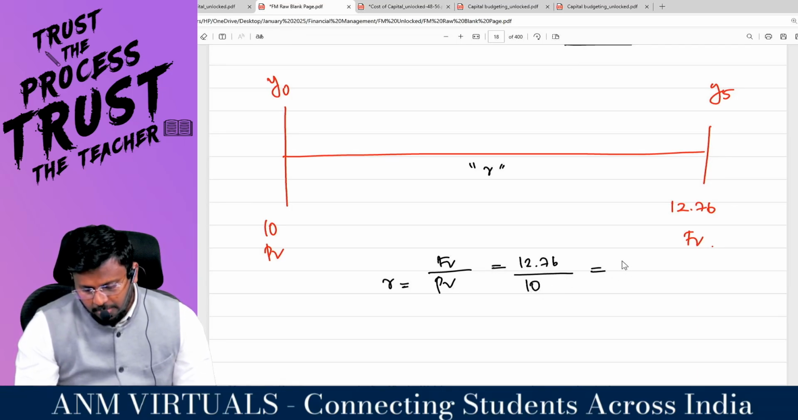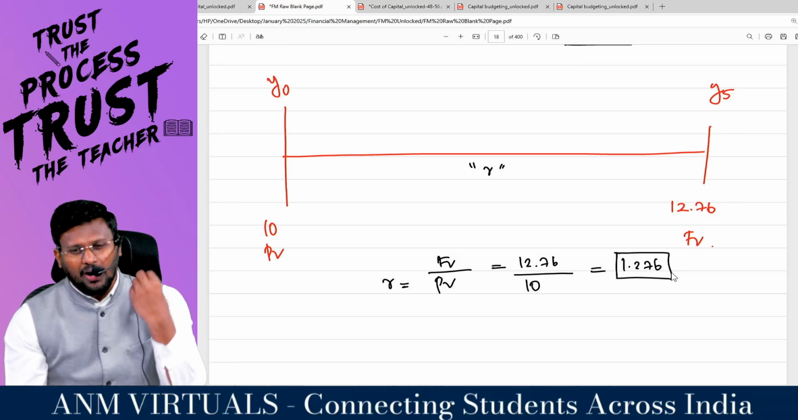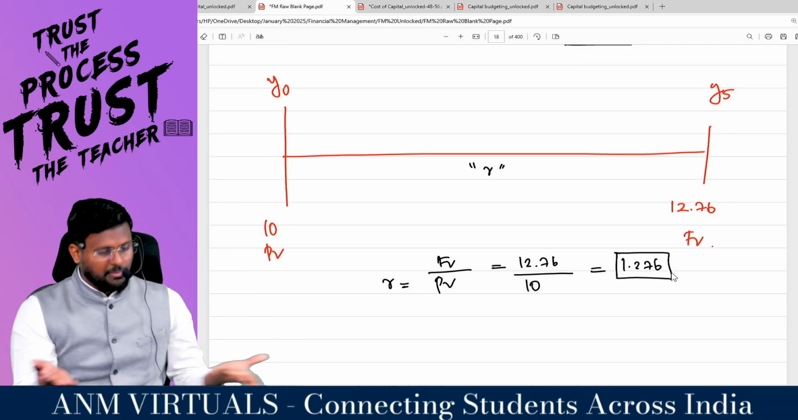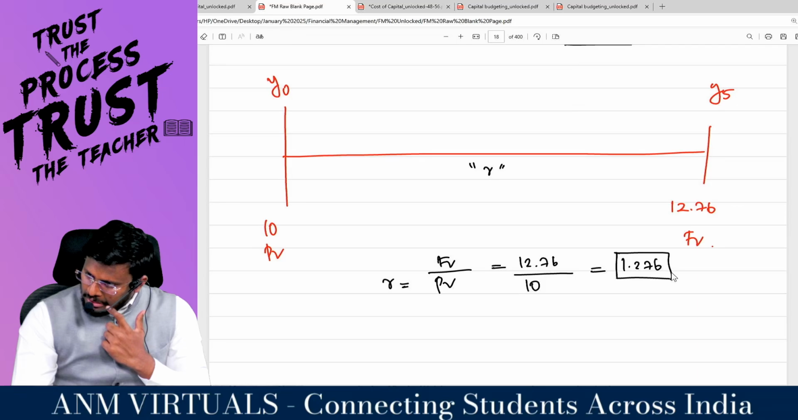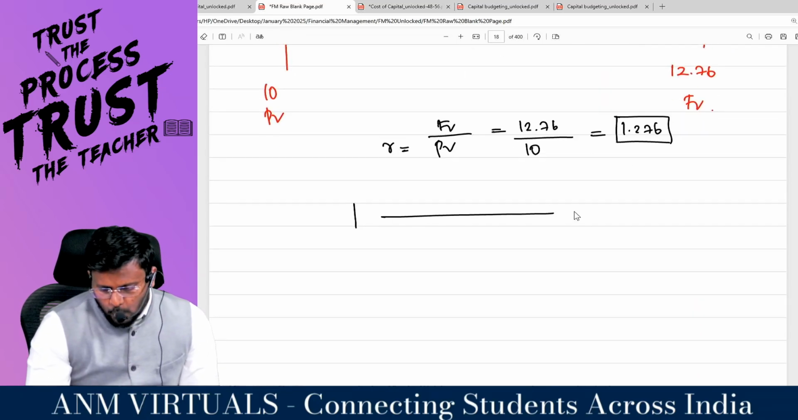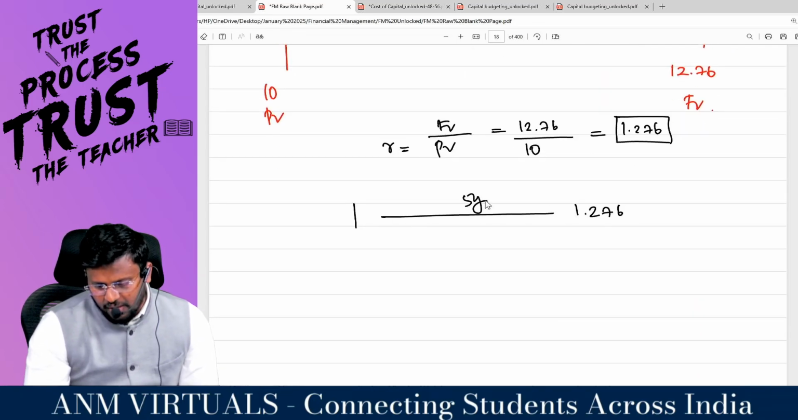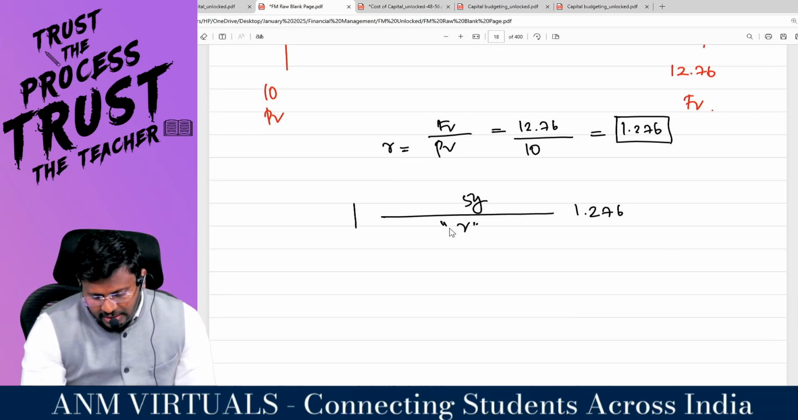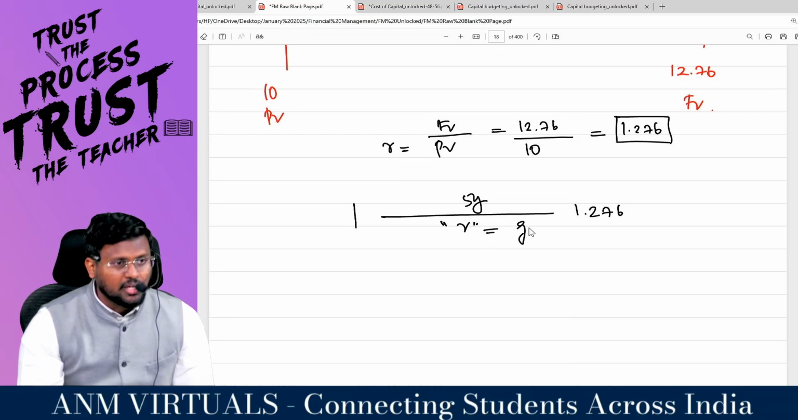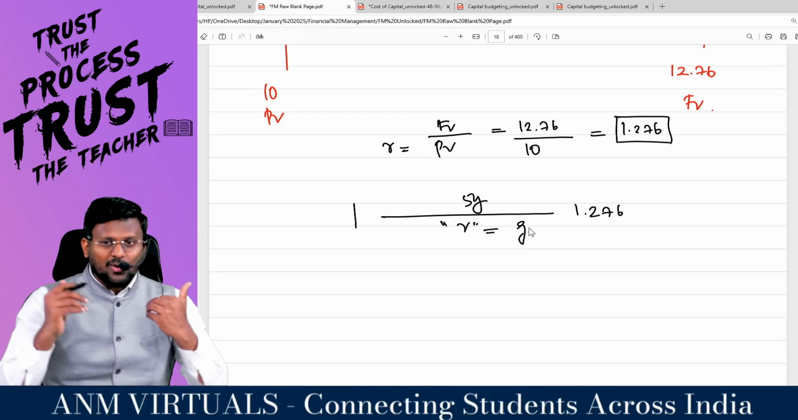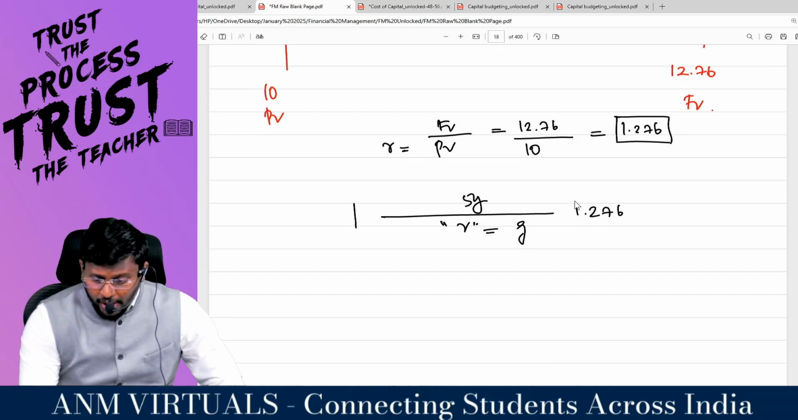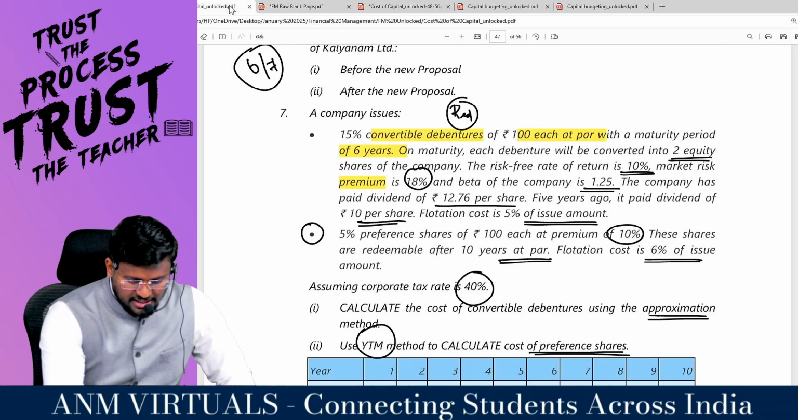12.76 divided by 10 comes to 1.276, which is the growth rate factor. You can call it a factor, an adjustment factor, whatever you want to call it. I don't have any problem because I only find this. That means what they are saying is, today's 1 rupee is after 5 years 1.276. 1 point at some rate. That rate is G, the growth rate, which we are going to find out. 1.276, don't do anything. Just come here.